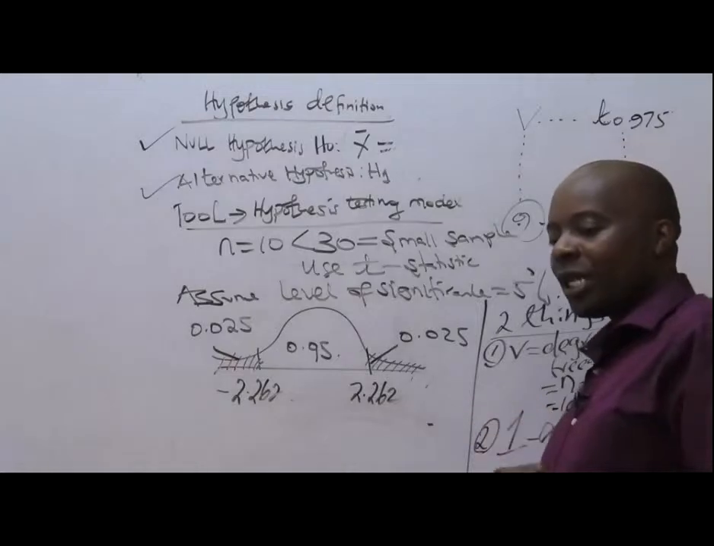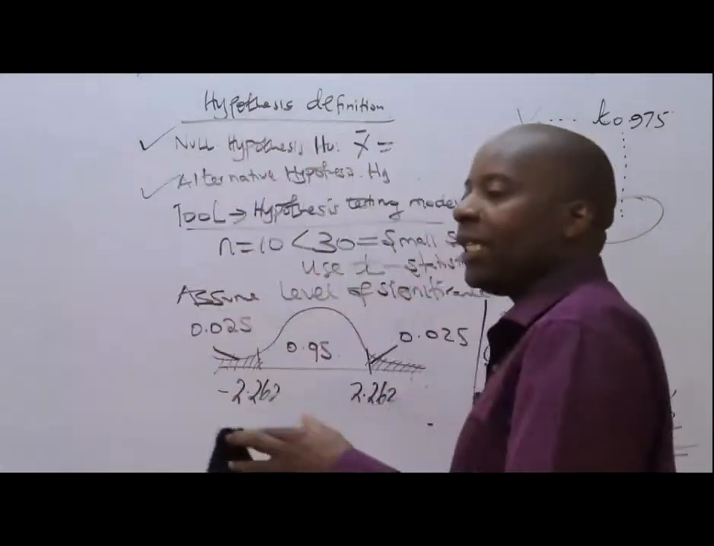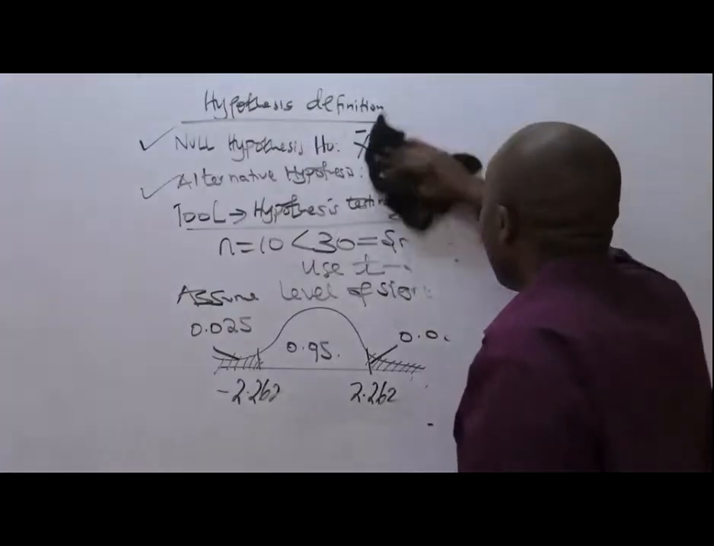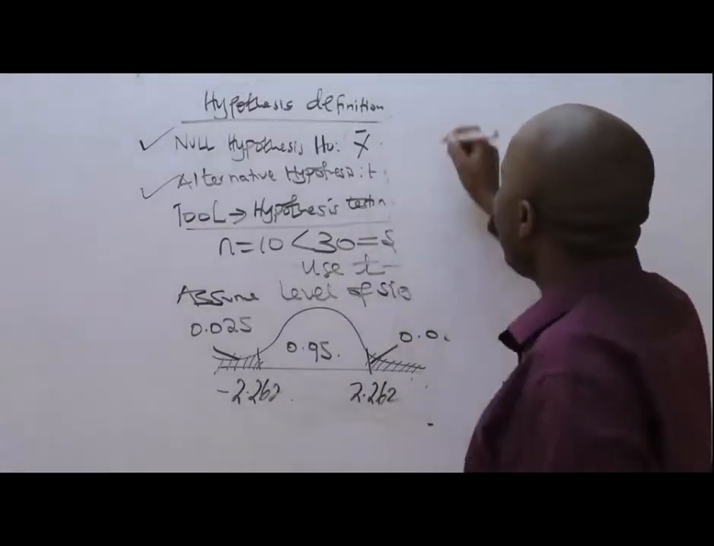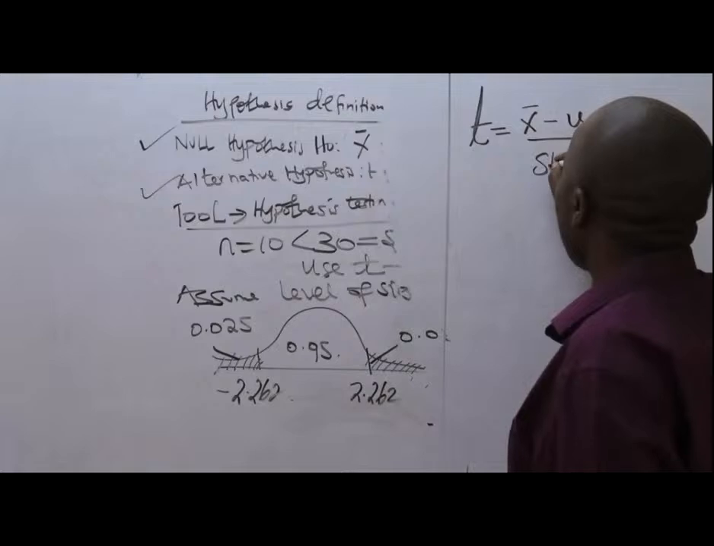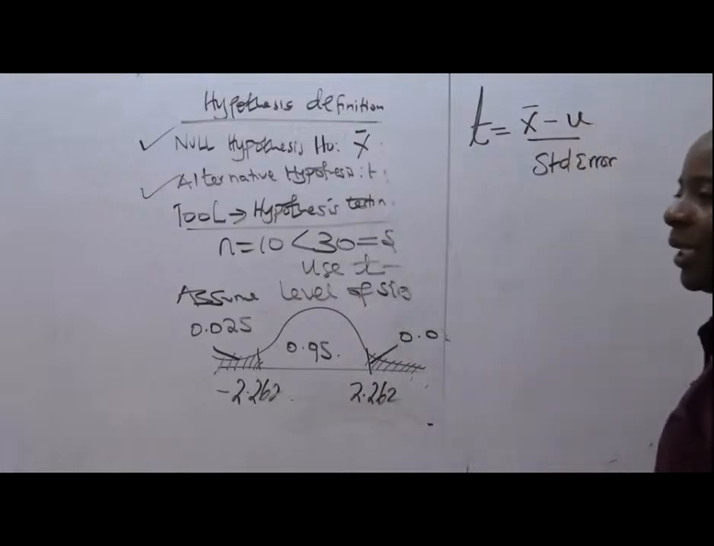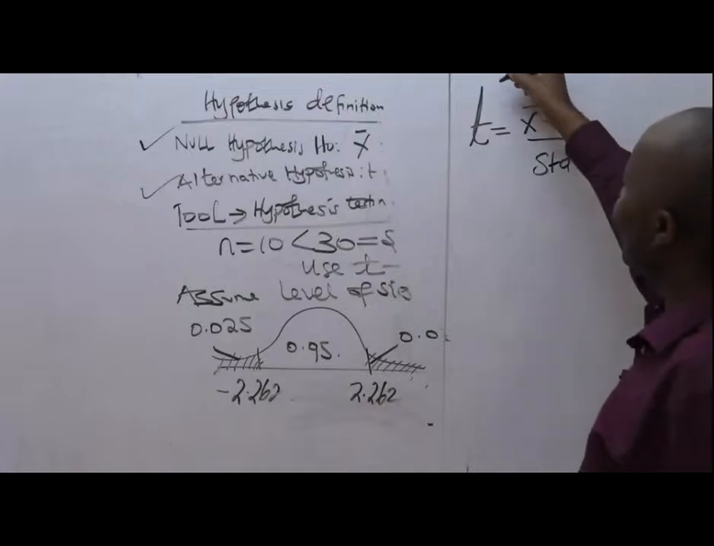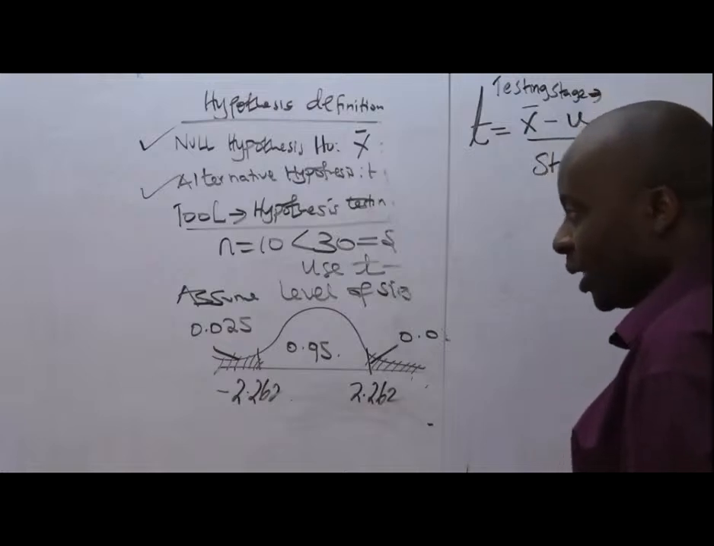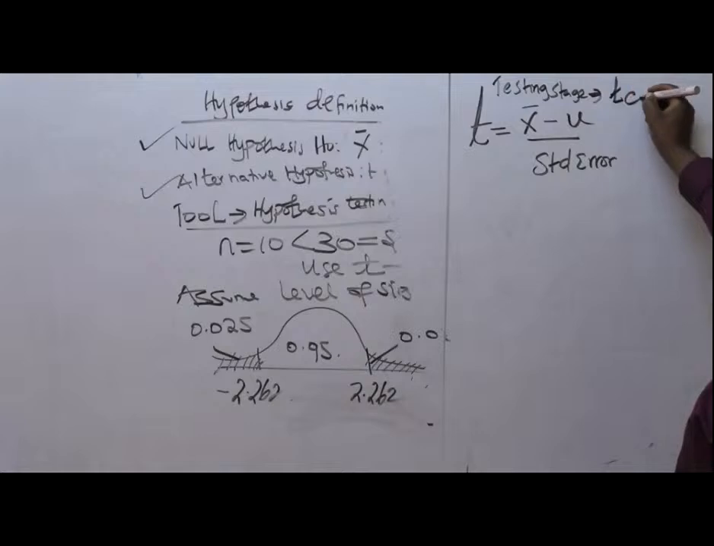Now from there, we go straight away to the last stage, which is the testing itself. So now we are coming to test here, ladies and gentlemen. How do we test? We take X bar minus mu divided by the standard error. This is the testing stage, and this is what we call the T calculated. So T equals X bar minus mu all over the standard error.